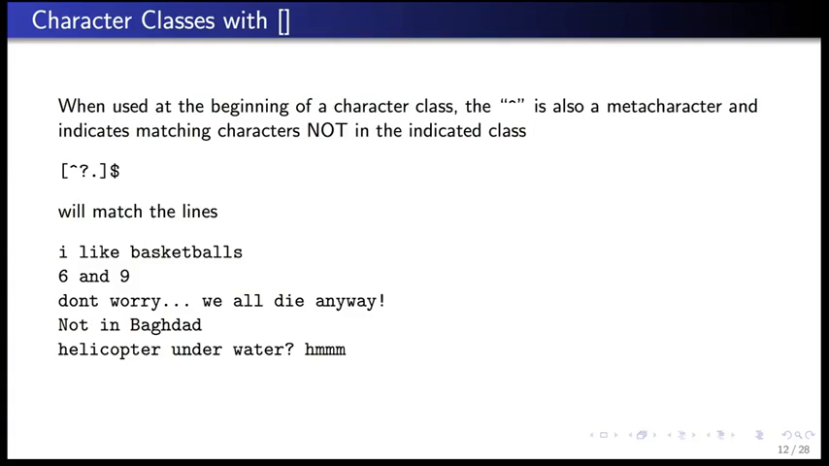So what does this mean? So this means I want to match lines of text that do not end in a question mark or a period. Okay, so if you look at the lines of text that match this, you see that none of these lines of text have a question mark or a period at the end. One of these lines has an exclamation point at the end, but that's okay because it wasn't in the character class. And then the last line here does have a question mark in it, but that's okay because it's not at the end of the line.